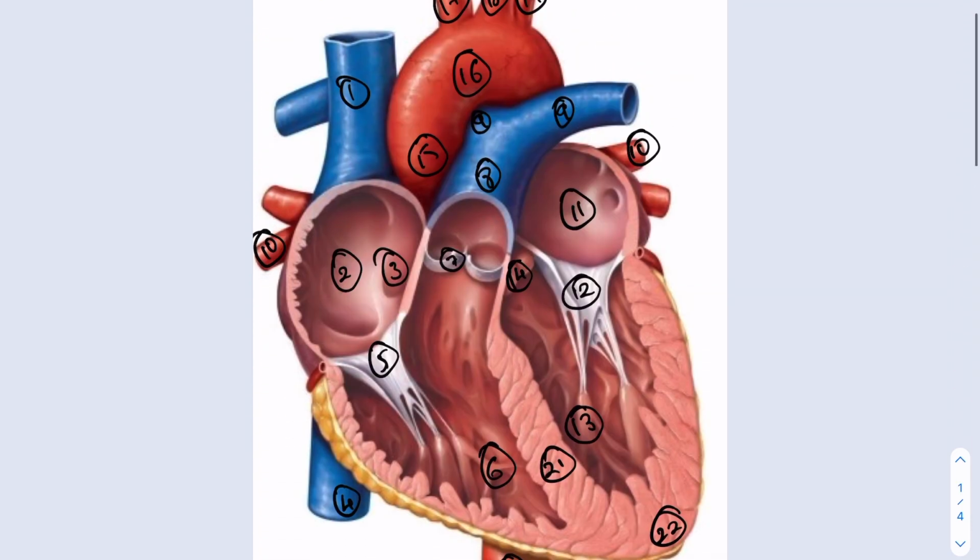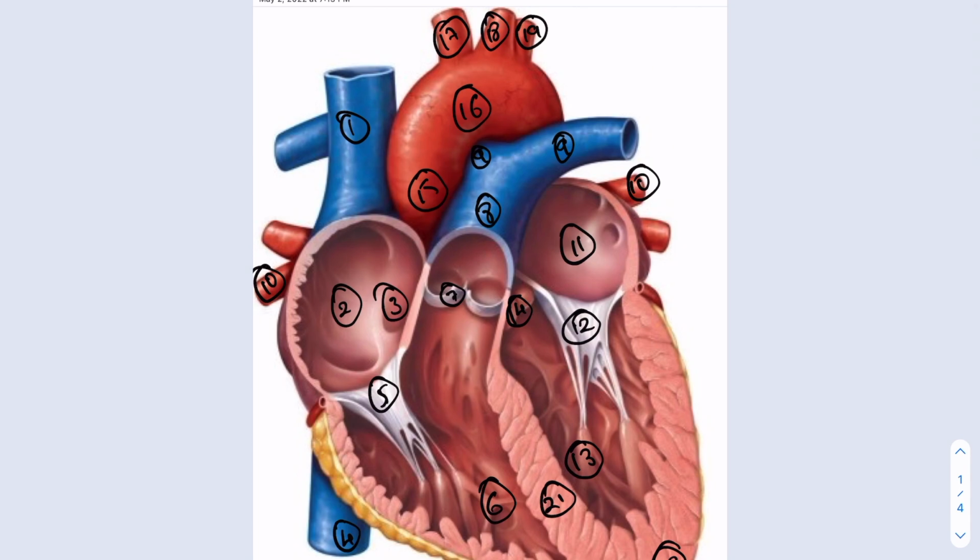Number 21 is this muscular wall-like structure which separates left and right chambers of the heart. It is the interventricular septum. The main job of the interventricular septum is to prevent the mixing of left and right chamber blood, which is basically deoxygenated and oxygenated blood. The interventricular septum becomes the apex, which is number 22, which is the lower or inferior tip of the heart.